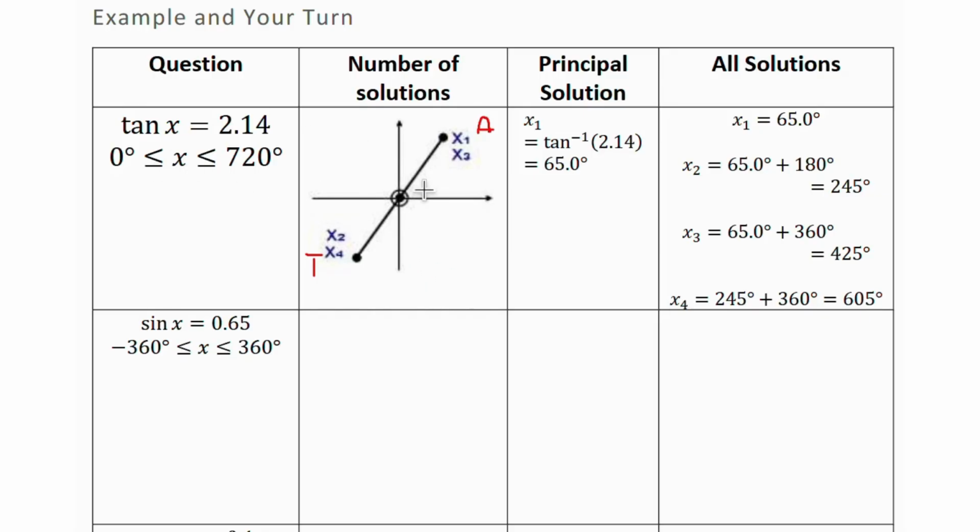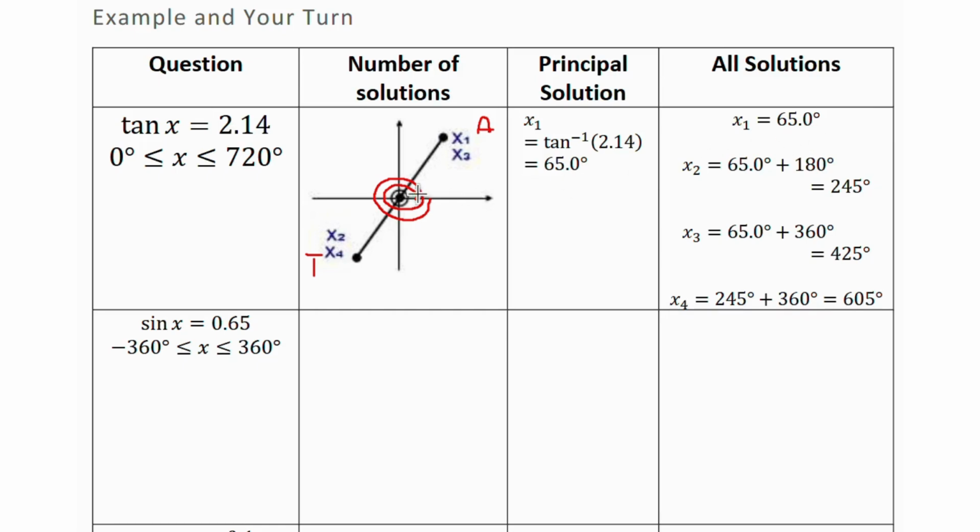And because we're going from 0 to 720, we're going to go all the way around once to 360 degrees, and then all the way around again to 720 degrees. So we end up with 4 solutions because we've gone around 2 times. We find the principal solution, that is the first solution, by doing tan inverse of 2.14, which gives us 65 degrees. So that is our first solution.